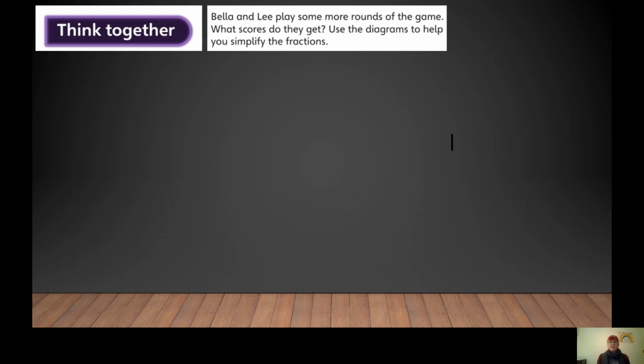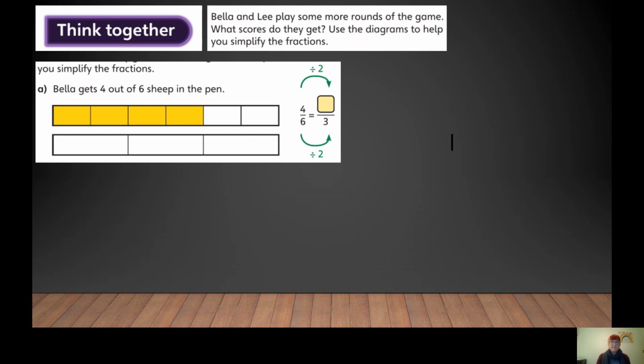Okay, think together. Bella and Lee play some more rounds of the game. What scores do they get? Well, look at the diagrams to help you to simplify the fractions. Here we go. Bella gets 4 out of 6 sheep in the pen. 4 out of 6. If you need to pause the video now, please do so.